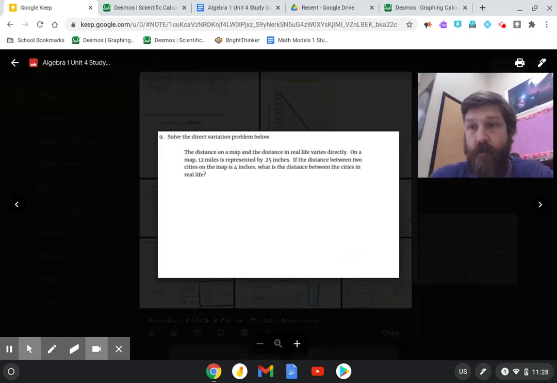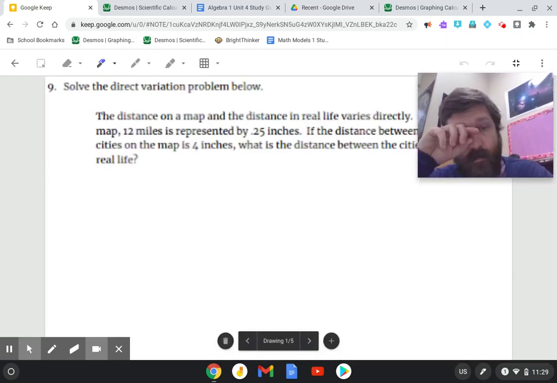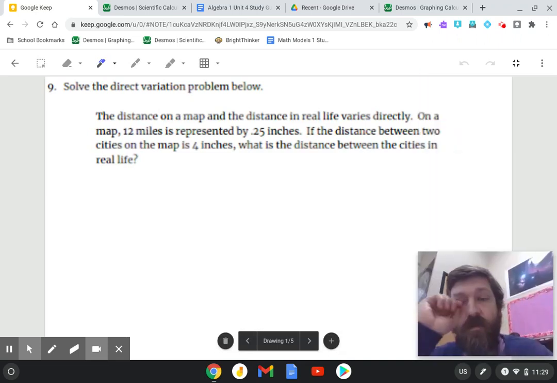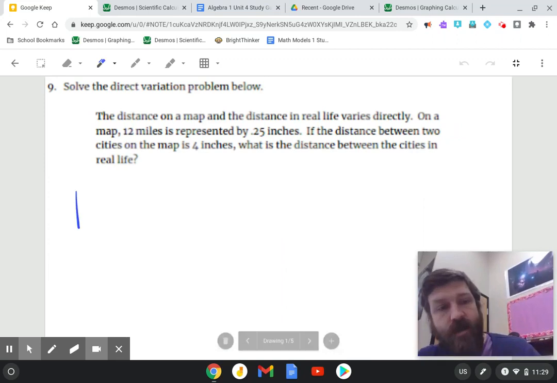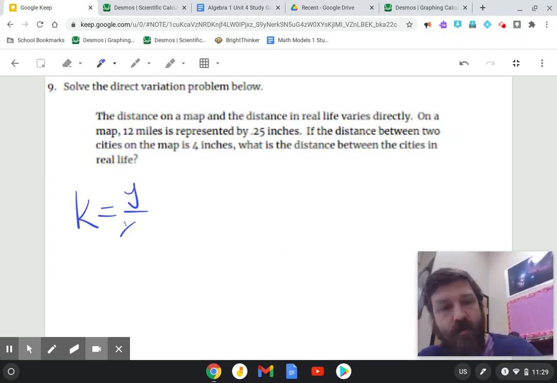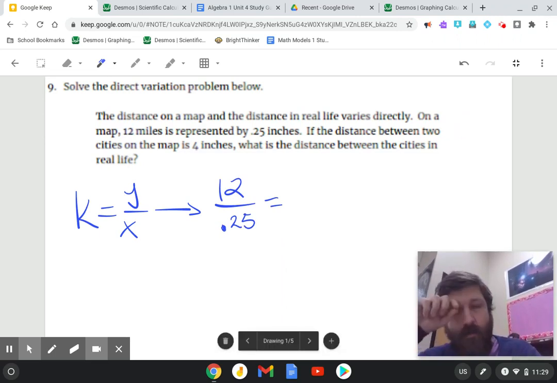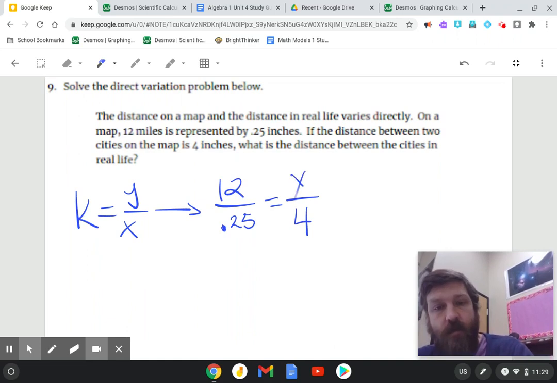All right. Similar idea here. The distance on a map and the distance in real life vary directly. So remember, direct variation means that k equals y over x. So we're going to have 12 miles represents 0.25, and that's going to equal 4 inches, and the thing we want to find is y, or the number of miles.